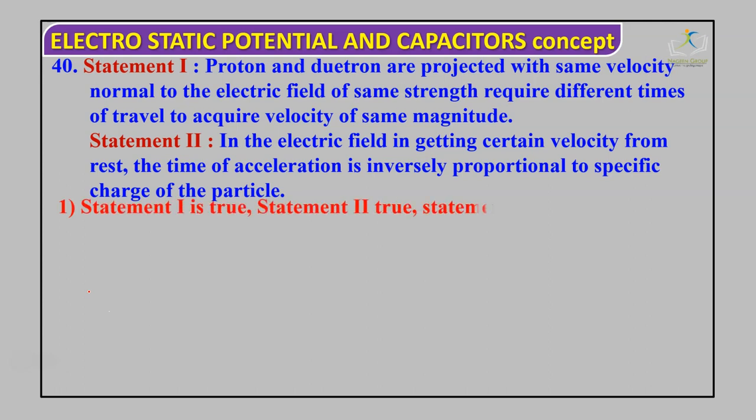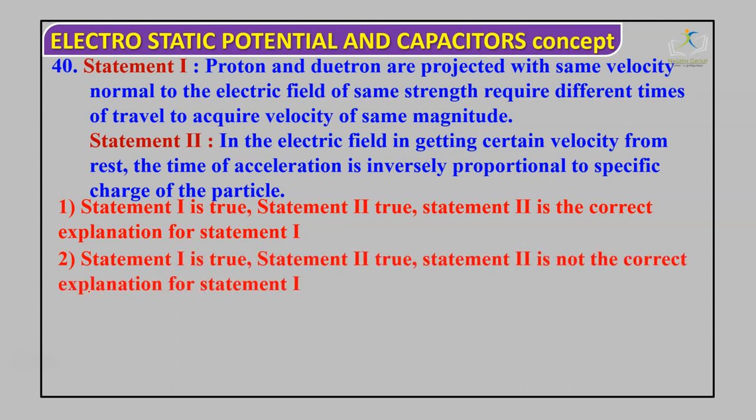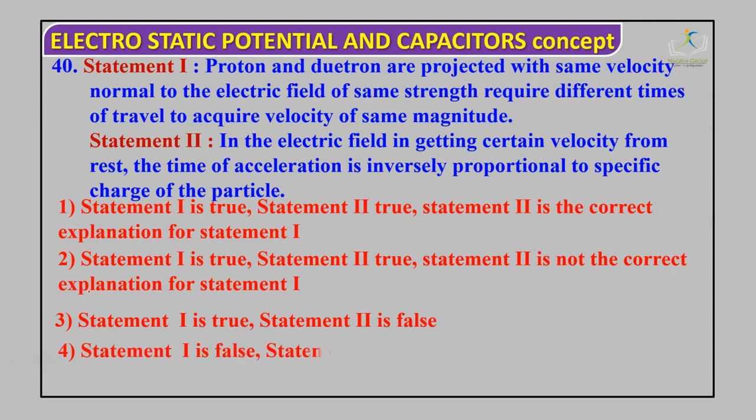So, options we have: statement first is true, statement second is true, and statement second is the correct explanation of the first. Statement first is true, statement second is true, but statement second is not the correct explanation of statement first. Statement first is true, statement second is false. Statement first is false, statement second is true. So the correct answer for this question is option first.